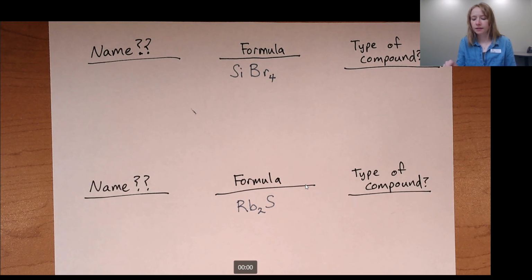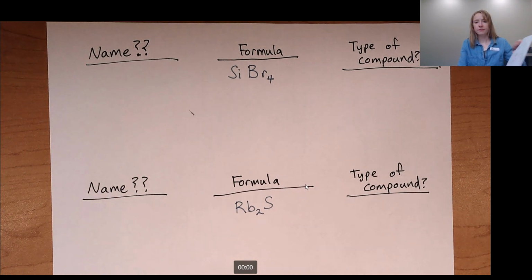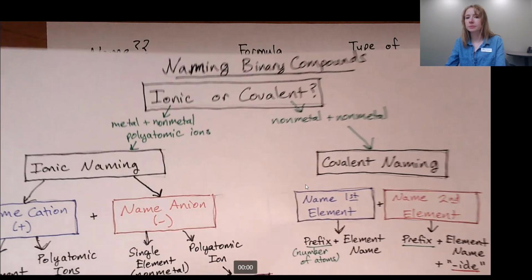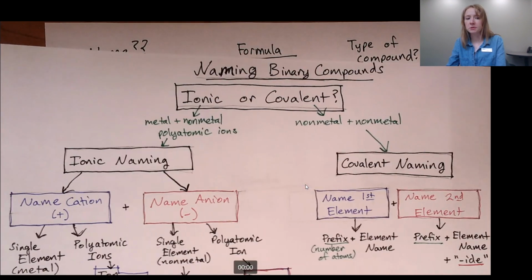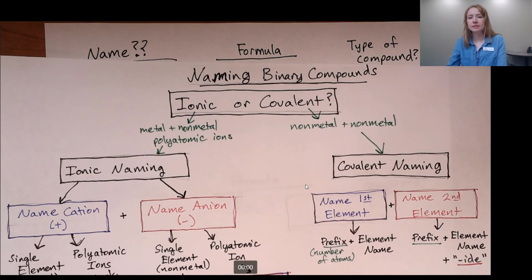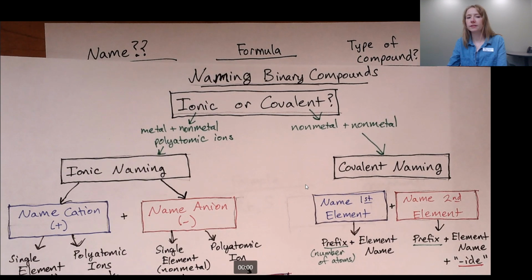So let's take a look at the first compound in the table. So for this compound, we are given the formula, but not the name. And so we're going to need to name this compound. And so if I look at my flowchart for naming, and again, if you want an explanation of this, check out the other naming videos on the channel. But the first thing that I need to determine to name something is whether it is ionic or covalent.